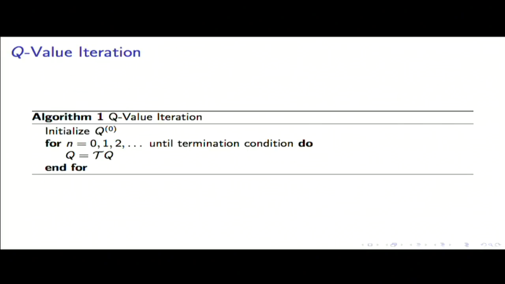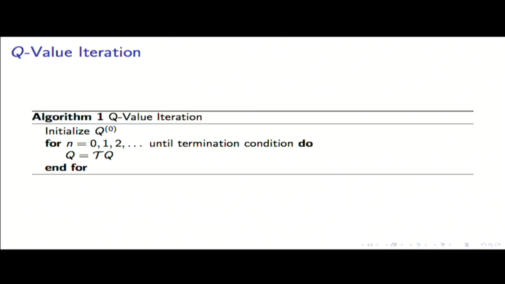Okay, so now we can also define analogs of policy iteration and value iteration that apply to Q functions instead of value functions. So here we're just rewriting the previous policy iteration and value iteration algorithms in terms of Q functions.